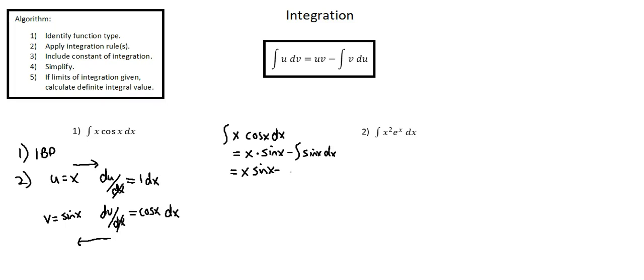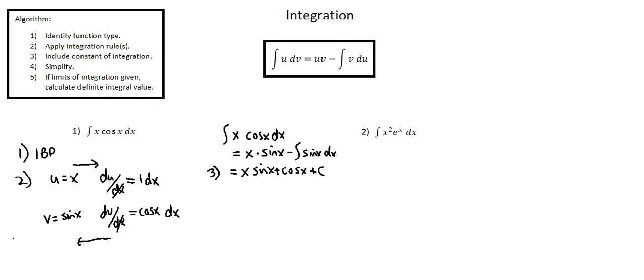The integral of sine x with respect to x is negative cosine x. Minus negative cosine x becomes plus cosine x. And now we'll add on our constant of integration, plus c. Here we've completed step 3 of our algorithm. There's no further simplification required. This is an indefinite integral, so step 5 doesn't apply. And the integral of x cosine x with respect to x is x sine x plus cosine x plus c.